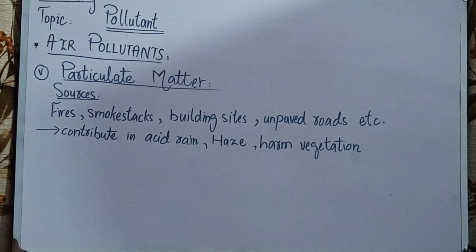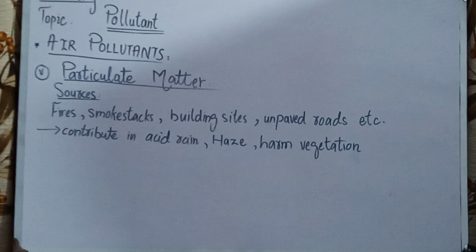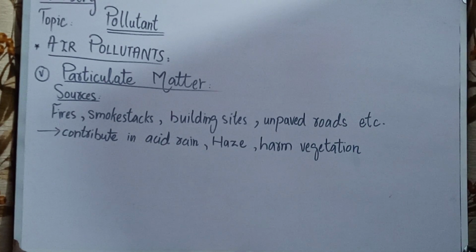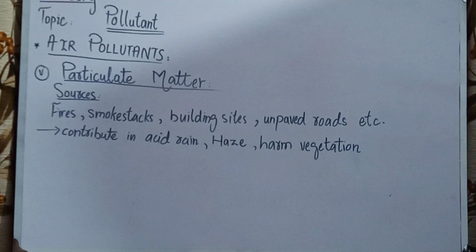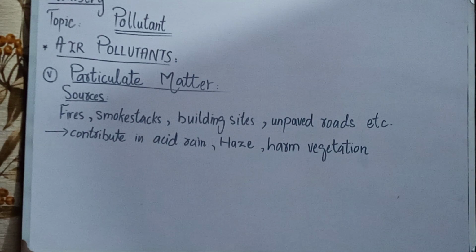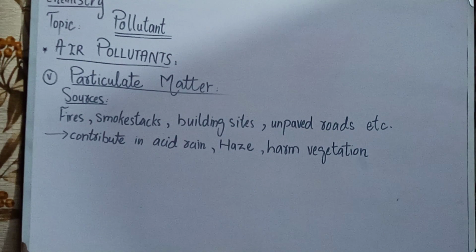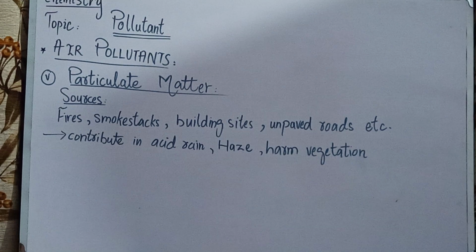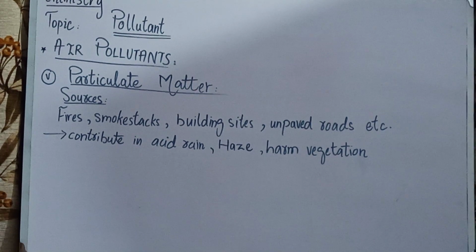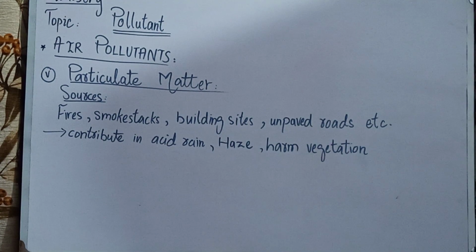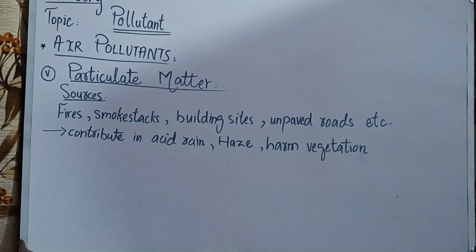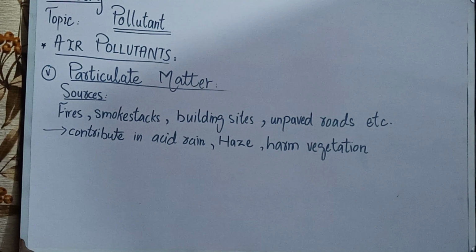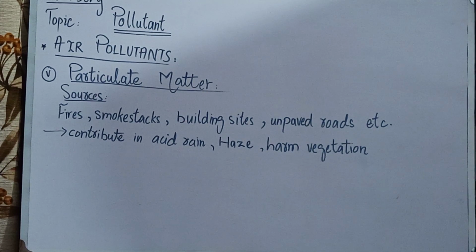So this is all about today's video. In exam, the examiner can ask questions: define pollutant, write down the factors on which pollutants depend, and how many types of pollutants are there. Or they can also ask you some examples of air pollutants, like we have discussed 5 examples. Let me recall for you: carbon monoxide, nitrogen oxides, sulfur dioxide, ozone, particulate matter. These are all the air pollutants. We have discussed the sources, environmental risk and human health risk of each one.